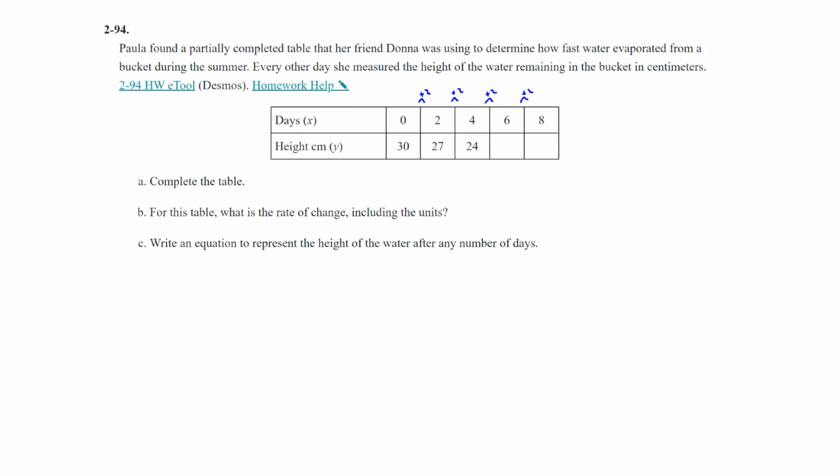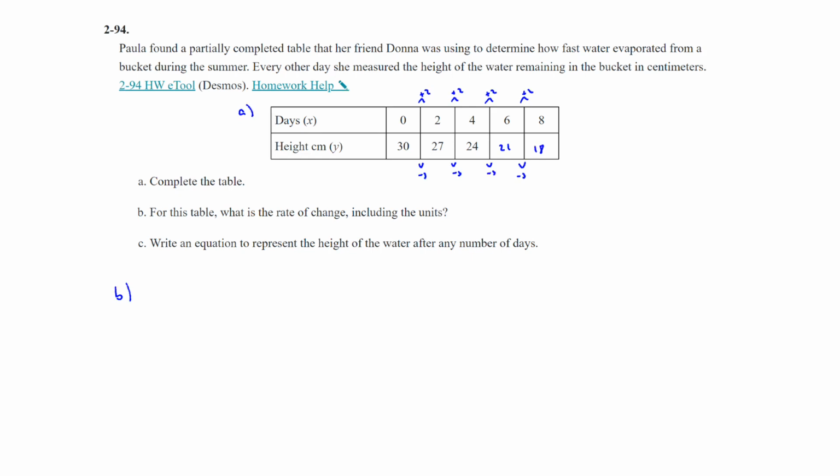So let's look at the y value, the height in centimeters. It is decreasing by 3 each time. So if we continue to decrease it by 3, that would be 21 centimeters on day 6, and then 18 centimeters on day 8. So that was part A to complete the table. We did that. Part B, we want to know what the rate of change is.